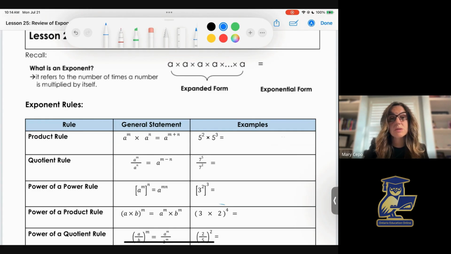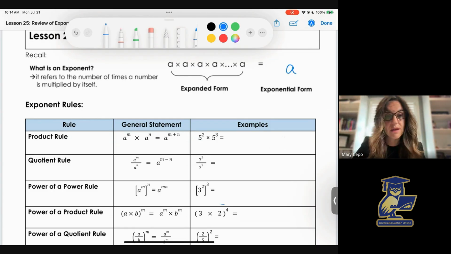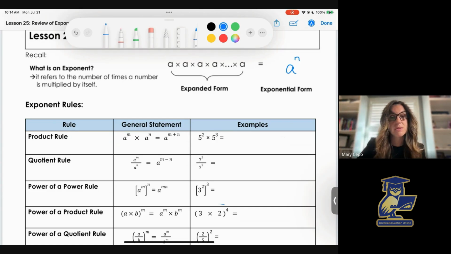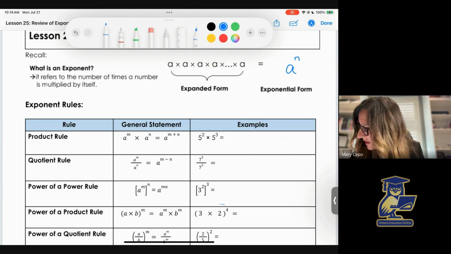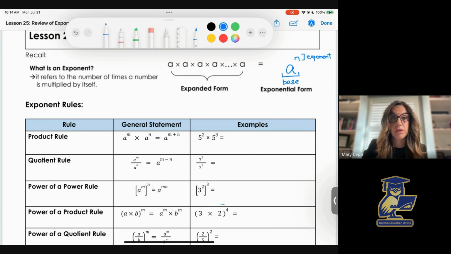Okay, so expressed in exponent form, the number or term being multiplied by itself is considered the base. So in this case, we have a as the base, and the exponent would represent how many times a is being multiplied by itself. It's hard for us to tell in the expanded form, so we're just going to use n as the number of times it's being multiplied by itself. So again, a would be our base, n is our exponent. Okay, so remember, this is repeated multiplication.